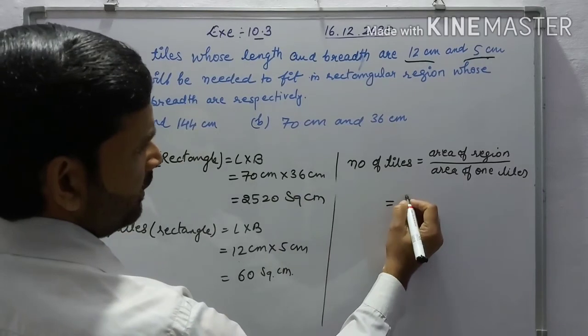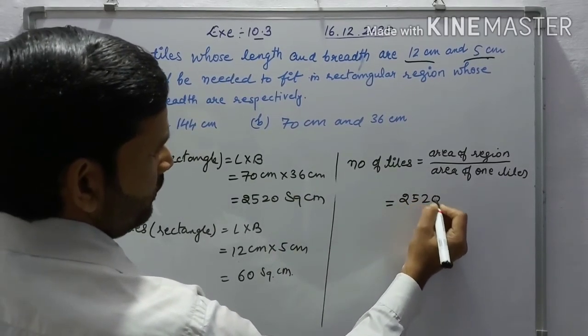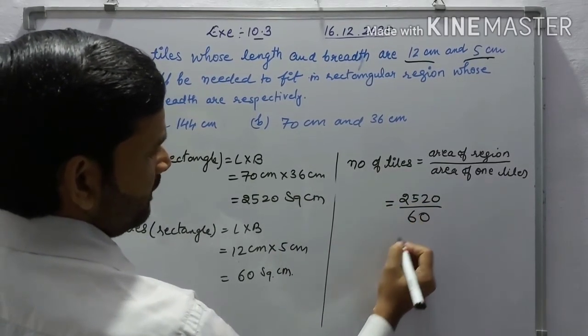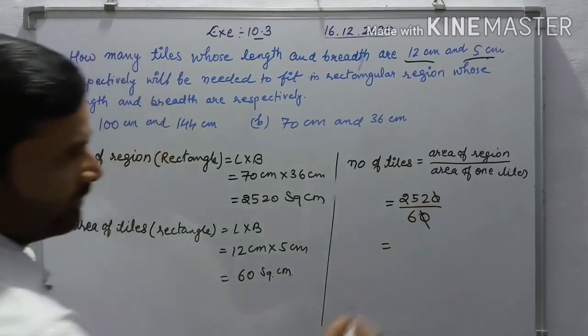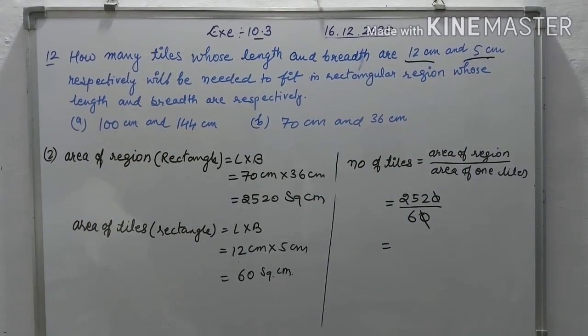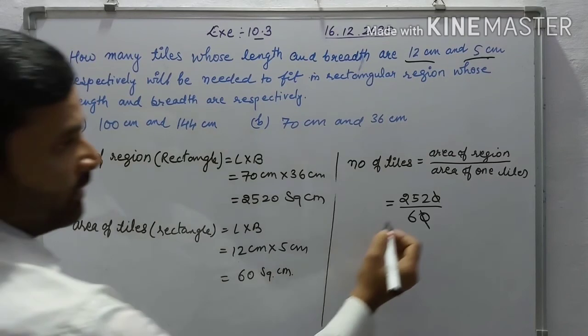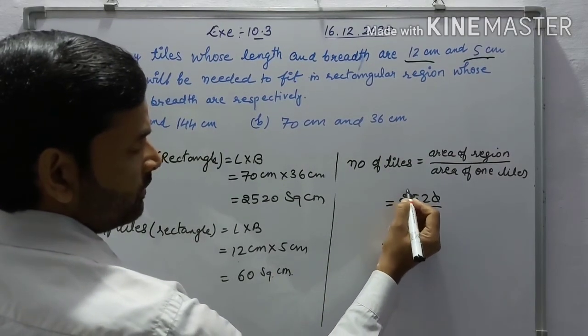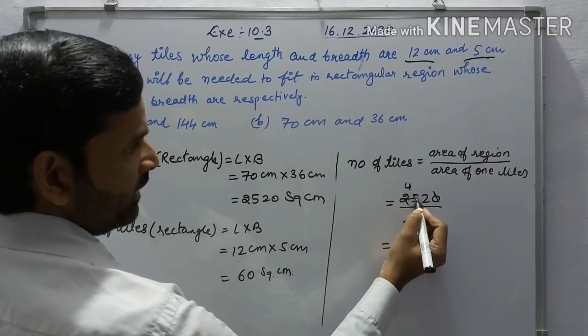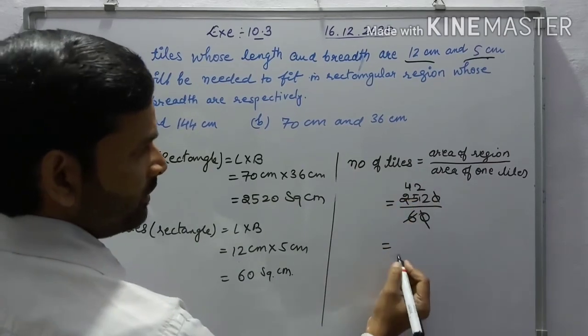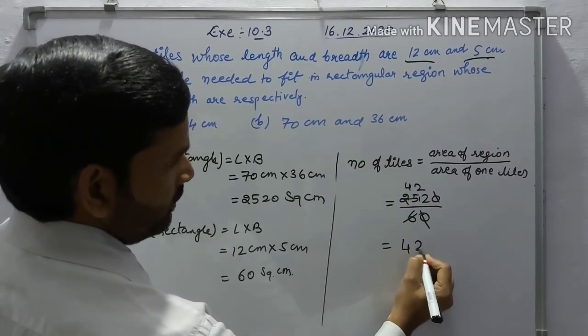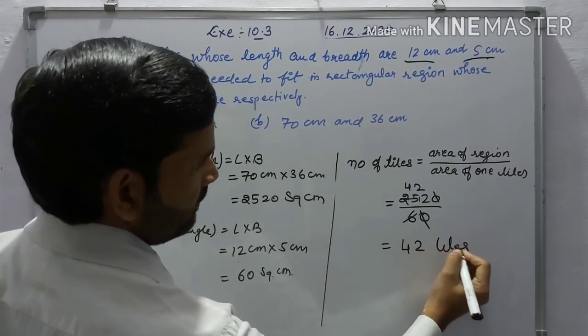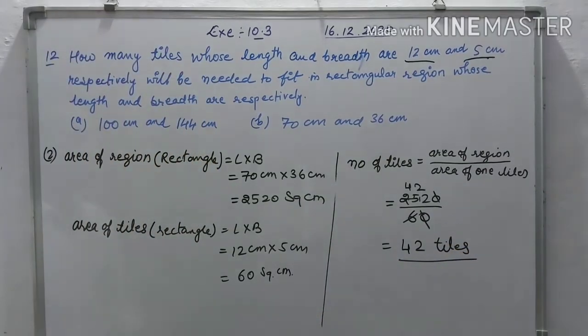So you write 2520 upon 60, again cut the 0. Okay, now read the table of 6: 6 fours are 24 and 6 twos are 12, so 42 tiles will be required for the area of the second question.